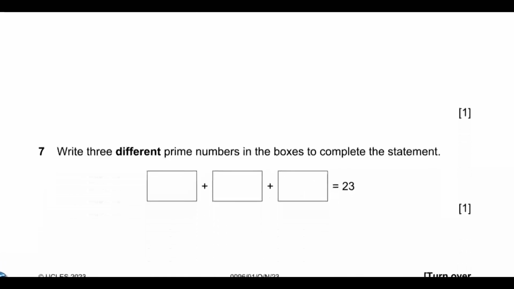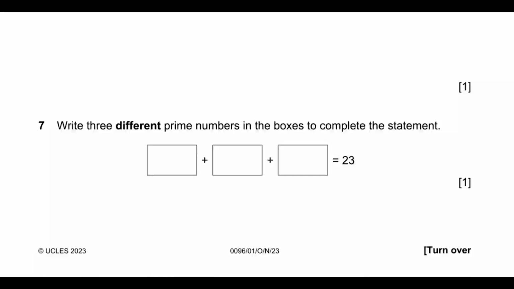That will be question 7. So write 3 different prime numbers in the boxes to complete the statement. So to make it easy for you, you can write the prime numbers. Of course, the first prime numbers are 2, 3, 5, 7, 11, 13, 17, and so on and so forth. So if you want to have 23, okay, so you can take 17.